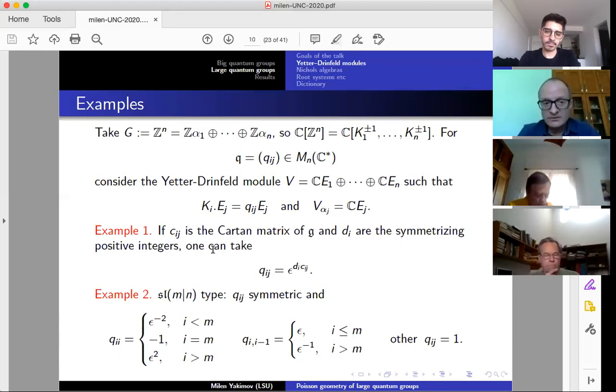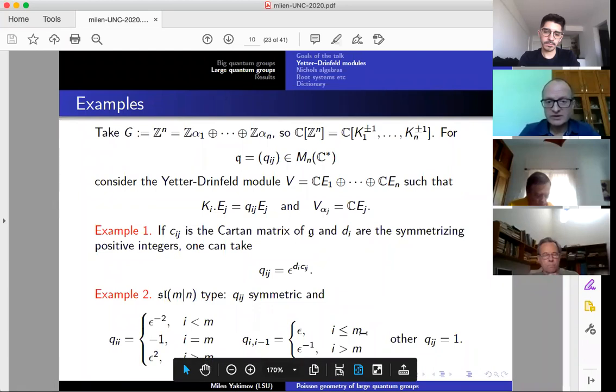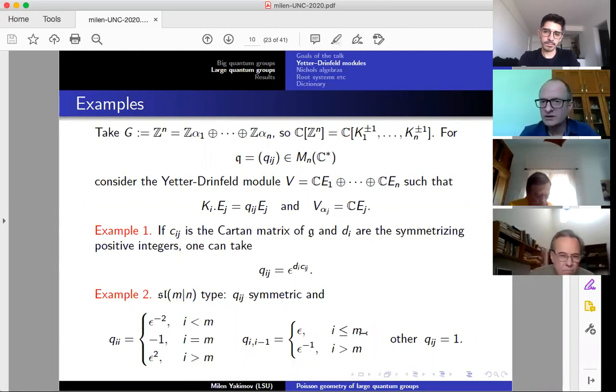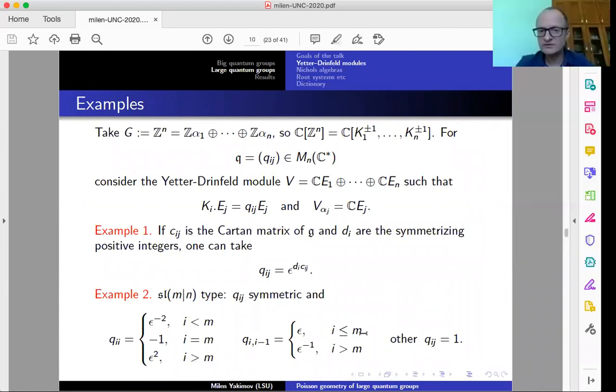The next example is if you want to do a super SLMN, then you take again Qij to be symmetric, and it's given by formulas like this, which are pretty much the formulas that you would see for the Cartan matrix of type SLMN, but everything is raised to power epsilon. Everything is a power of epsilon raised to what you would see in the usual situation.